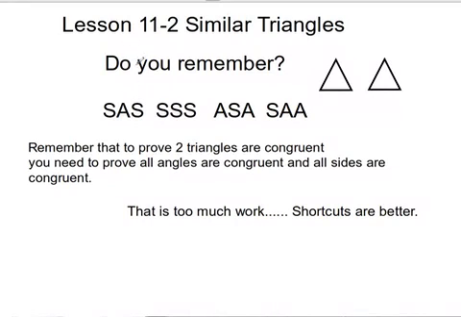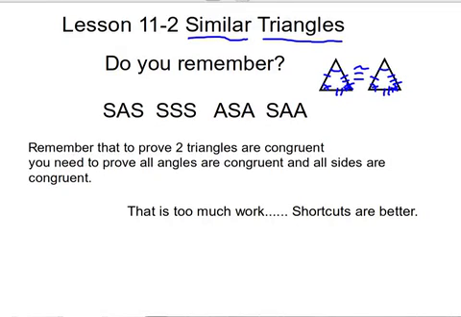This is lesson 11.2, and today we're going to talk about similar triangles. And before we can even start, we have to think back to when we were proving whether or not two triangles were congruent or not. And we talked about how if you wanted to show that two triangles are congruent, you would have to show that this side is congruent to this side to this side, and this side to this side, and then you would have to check this angle if it is congruent to this angle, and this angle if it's congruent to this angle, and then this angle if it's congruent to this angle.